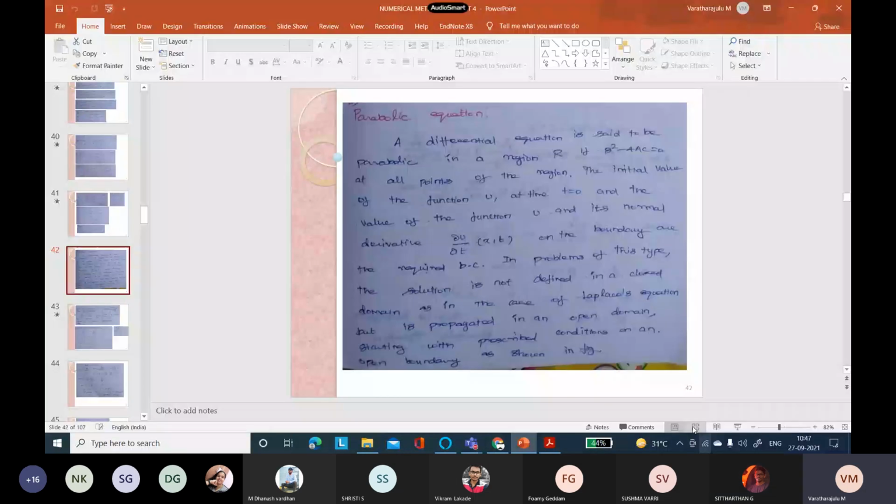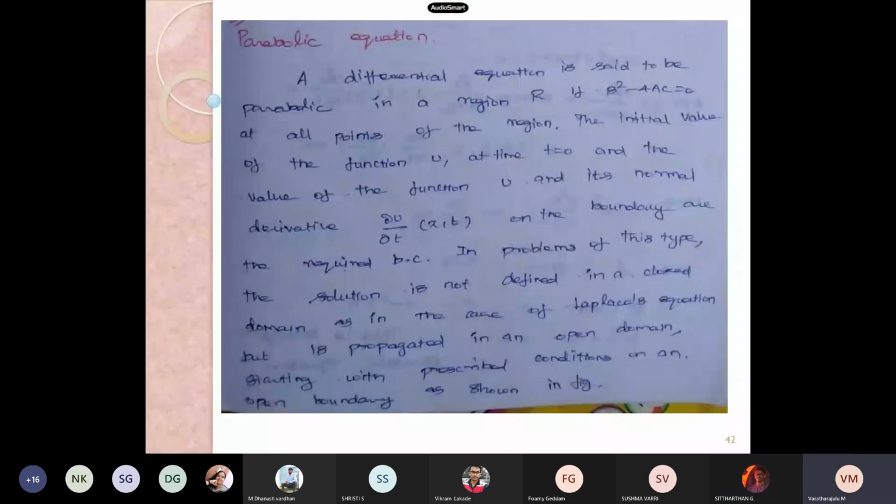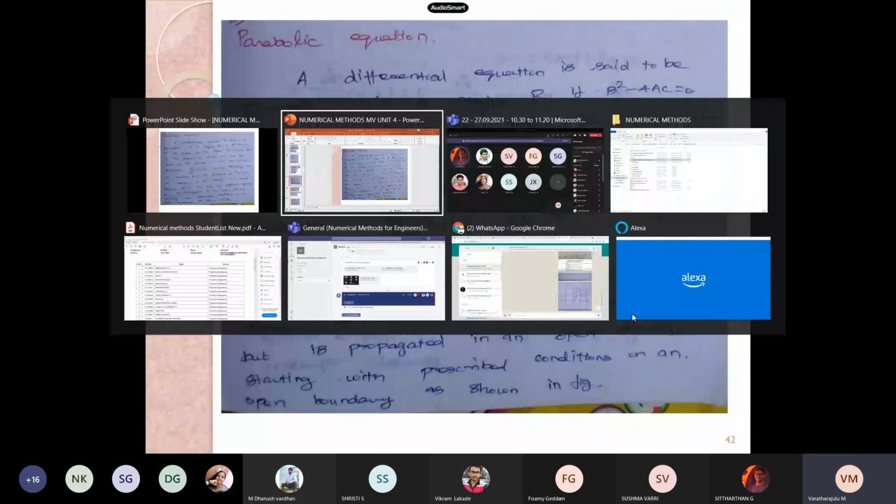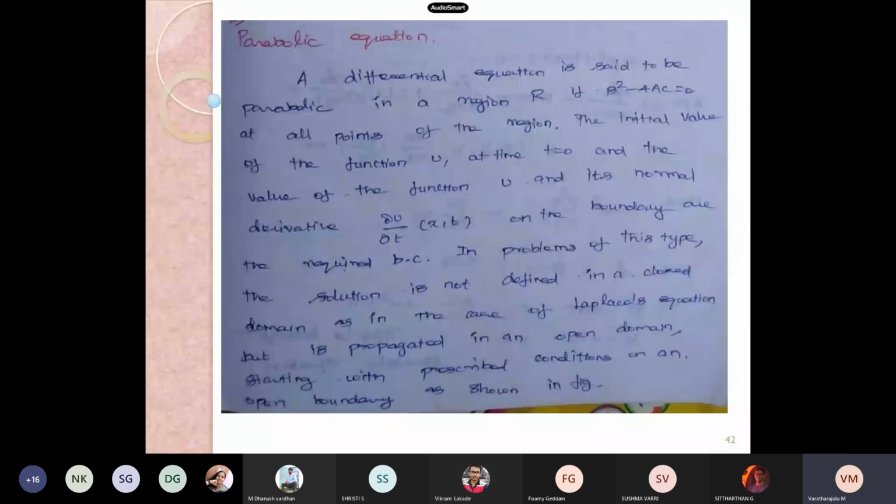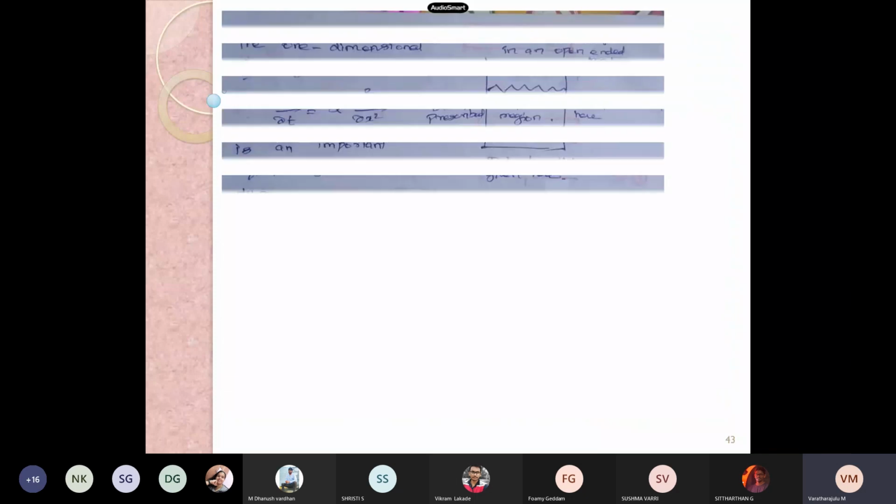Okay. The initial value of the function u at time t is equal to 0, and the value of the function u and its normal derivative dou u by dou t. Here we are going to concentrate on x and t. Instead of x and y we are going to take up the boundaries as x and t. That is what is given here.